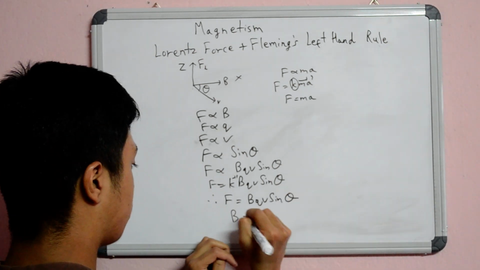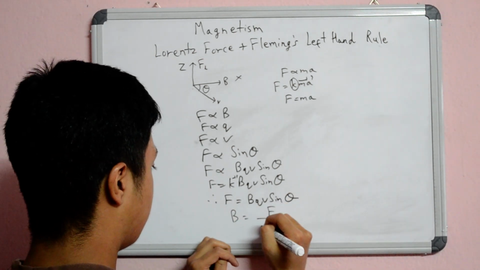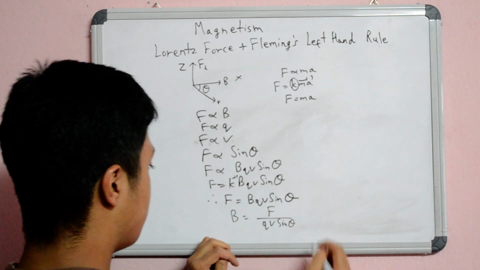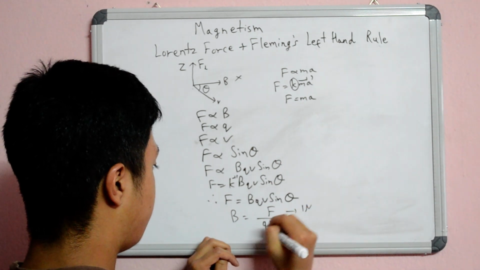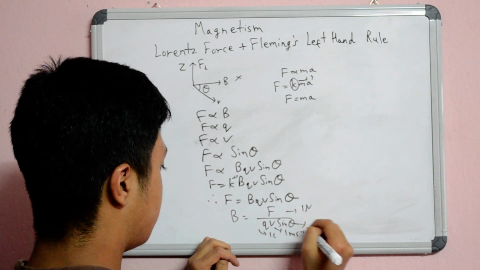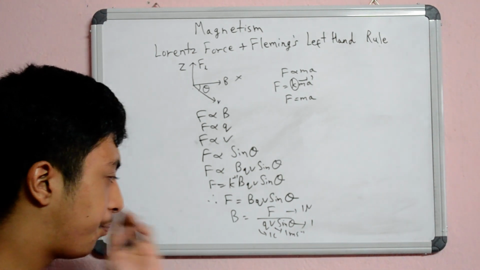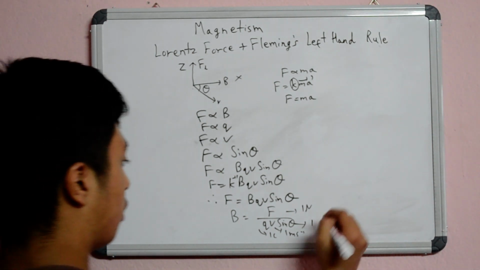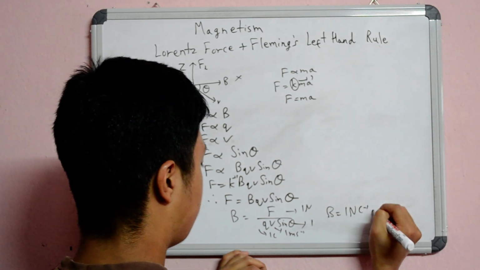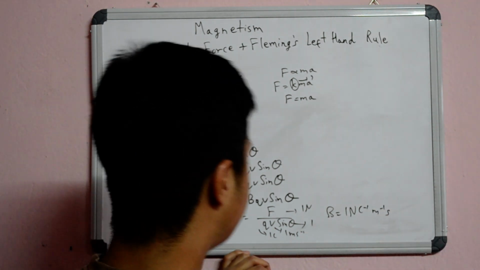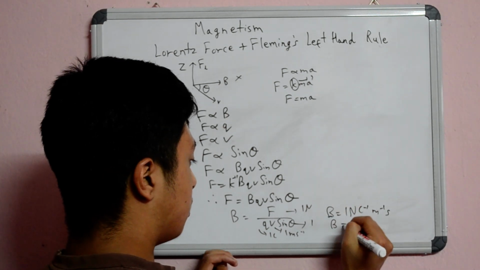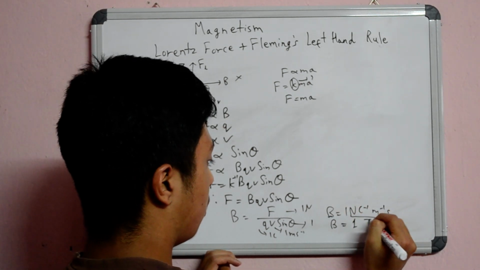And here we can find what one unit magnitude of this magnetic field is. We will have B is equal to F by QV sine theta. So let's say this is 1 Newton, this is 1 coulomb, this is 1 meter per second, and this is, let's say, just 1. So overall, B will be 1 Newton per coulomb per meter per second. And here this whole thing is 1 Tesla.